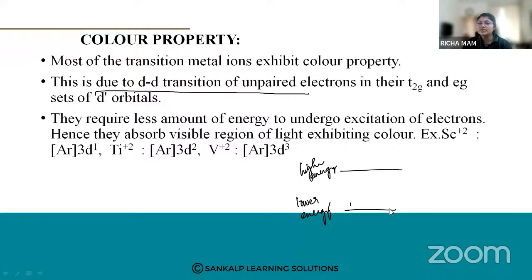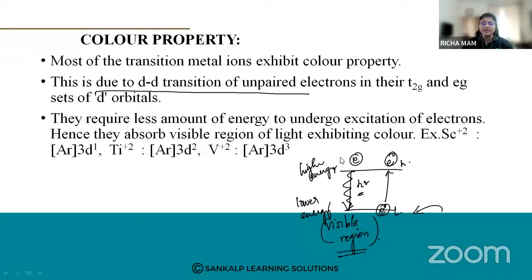The electron which is there here, so if you supply higher energy, it will get excited to the higher energy. It will undergo a transition from a lower to a higher level. Now this excited electron has to come back. When it comes back, it will give out radiation, and this will fall into the visible region and it will show the complementary color.